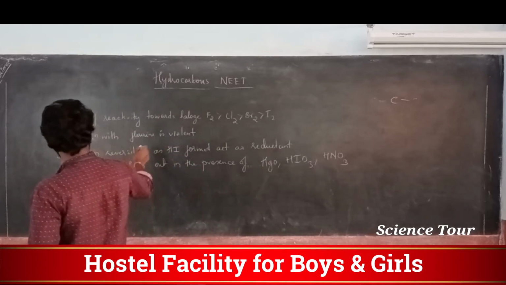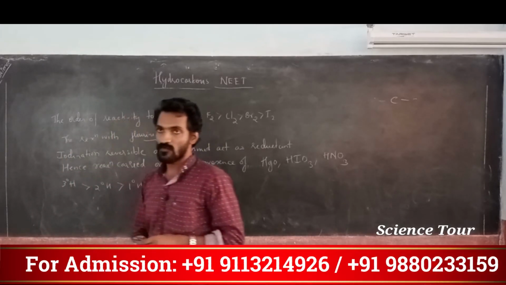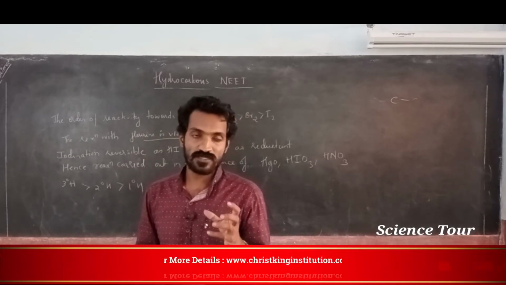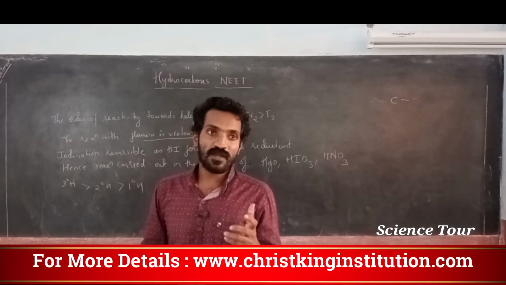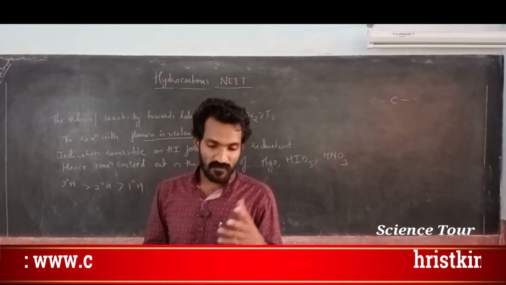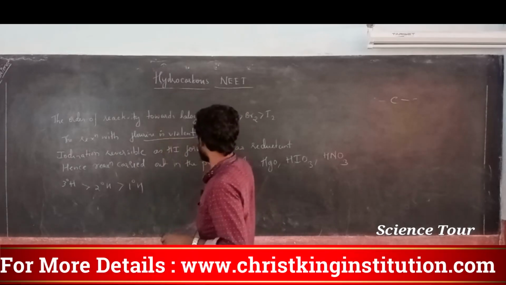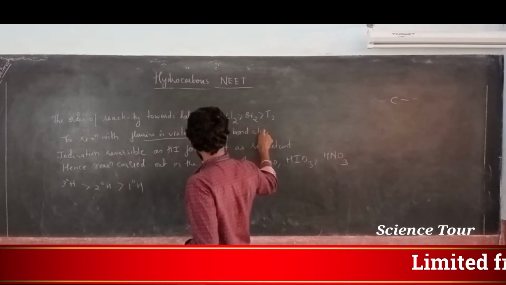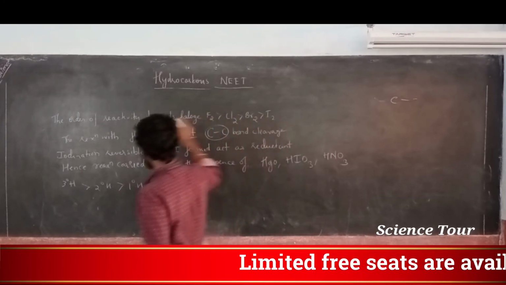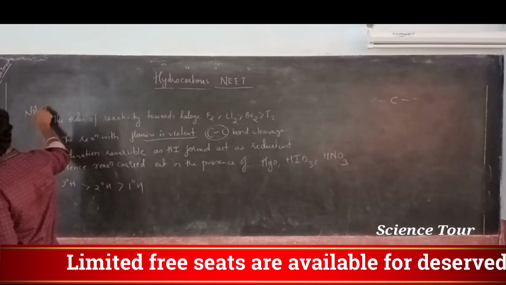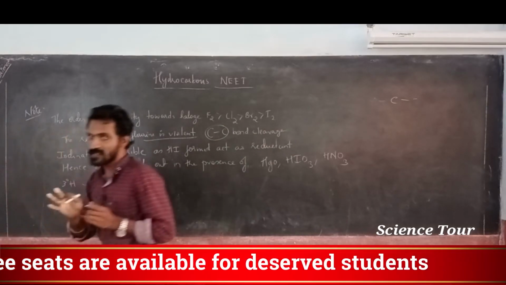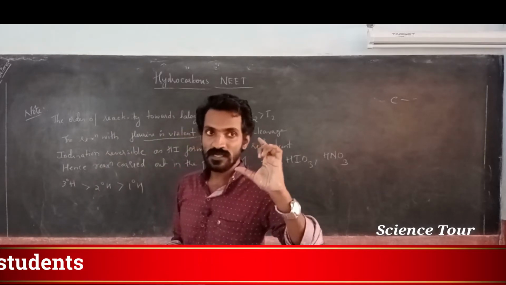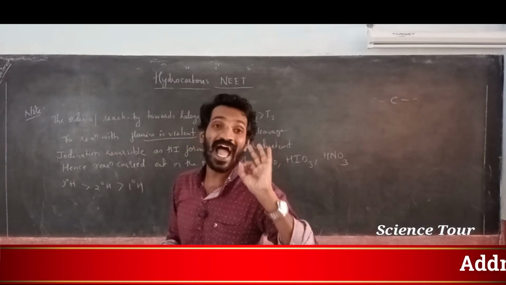The reaction with the fluorine is violent. Violent means explosive reaction takes place because it involves carbon-carbon free radical formation. Carbon-carbon bond cleavage is involved. This is actually a note, my dear students. Note means not 200 rupees note. Note means your knowledge. This is how alkane reacts towards halogen during halogenation.